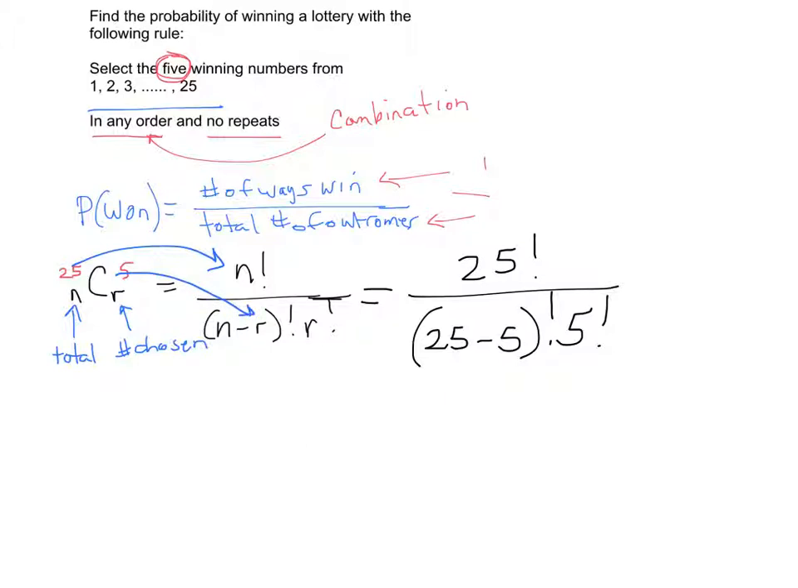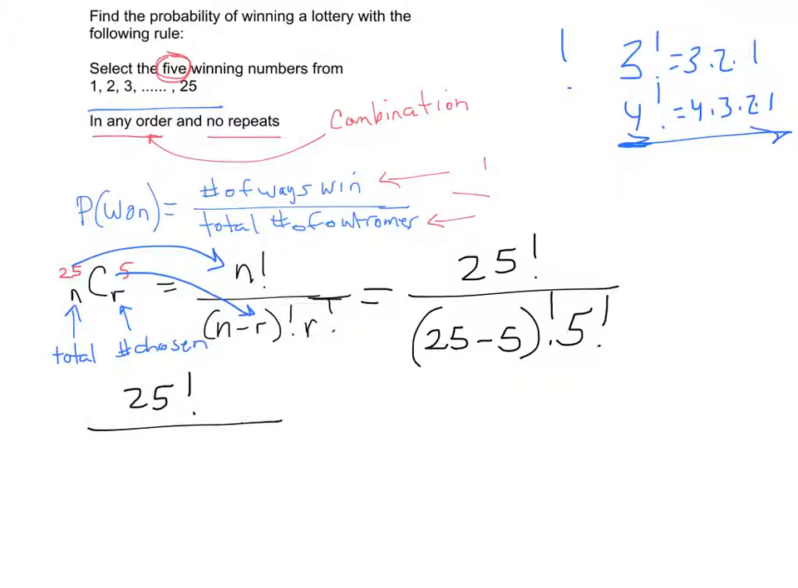Remember what the factorial symbol means. If I have 3 factorial, that means 3 times 2 times 1. If I have 4 factorial, that means 4 times 3 times 2 times 1. So in other words, I'm multiplying from this number all the way down to 1. Well, let's just leave the top alone. On the bottom, 25 minus 5 is 20 factorial. All I did was subtract that, and you're going to see a reason why.